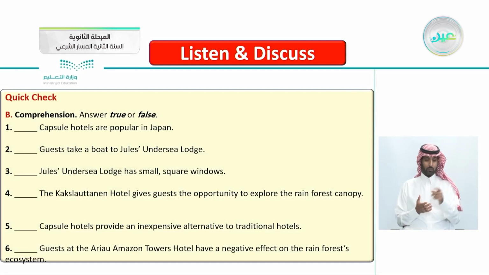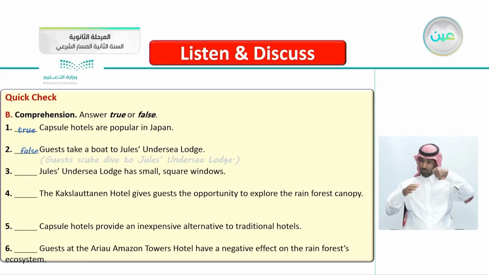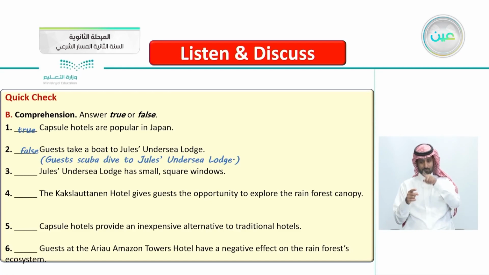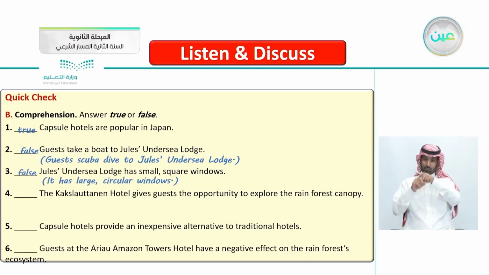The second question here, the quick check, comprehension. Answer true or false. Number 1, capsule hotels are popular in Japan. That's correct, that's true. Number 2, guests take a boat to Jules Undersea Lodge. How do they get there? Using a boat? No, of course, it's false. Guests scuba dive to Jules Undersea Lodge. They go scuba diving. Number 3, Jules Undersea Lodge has small square windows. Is it square? Of course not. It's false. It has large circular windows.